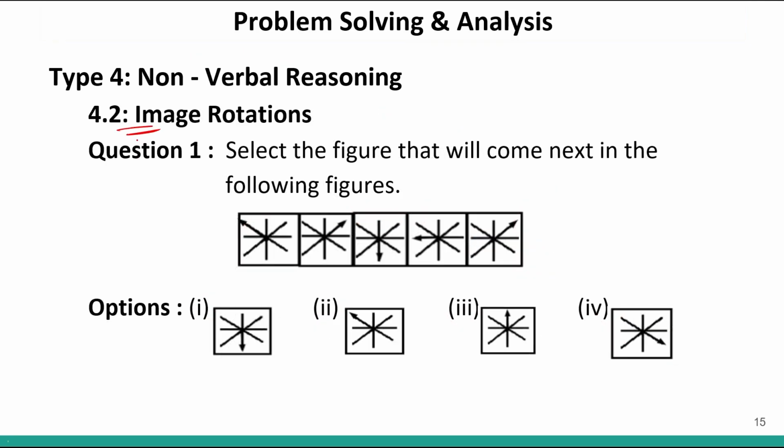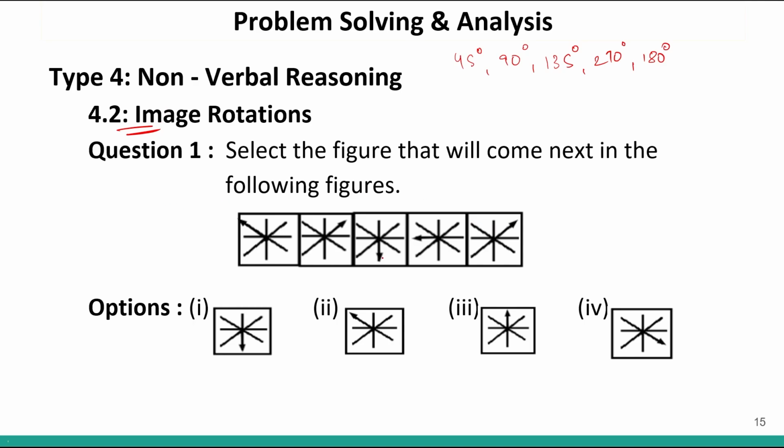Image rotation. Type 4, 4.2. Image rotation basically deals with rotation. Rotation means 45 degree, 90 degree, 135 degree, 270 degree, or 180 degree angle rotation, and so on and so forth. So this is what we do in image rotations.